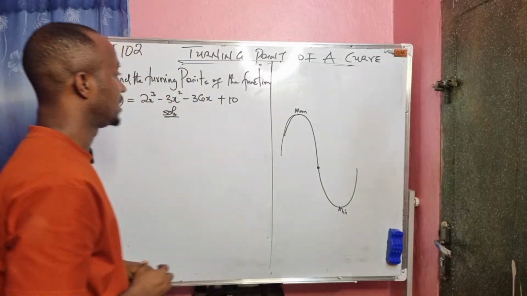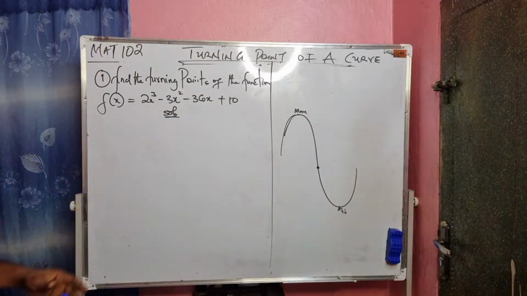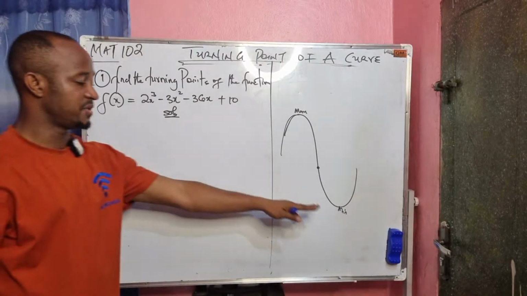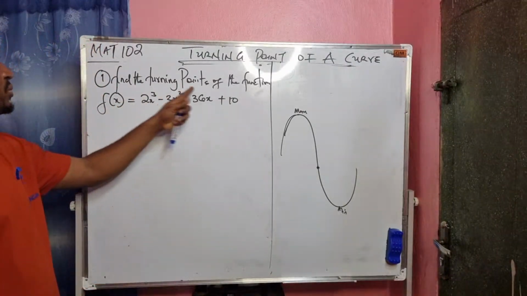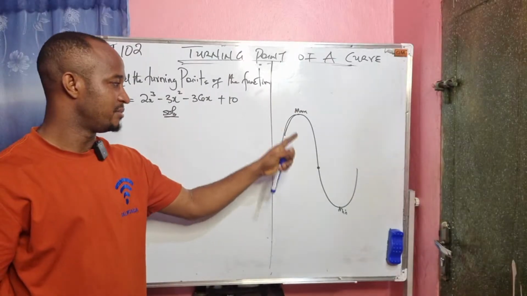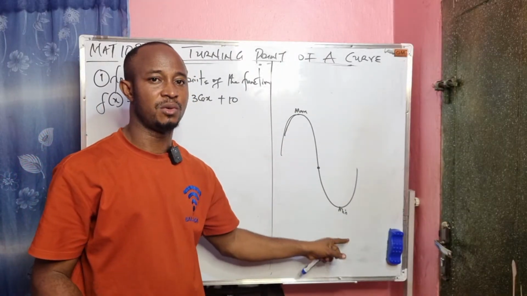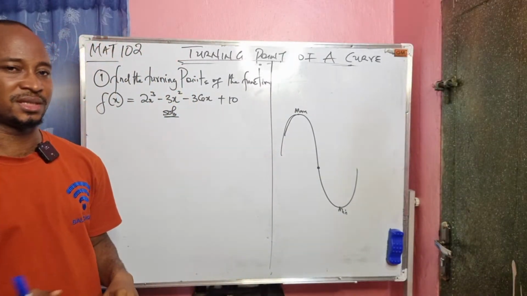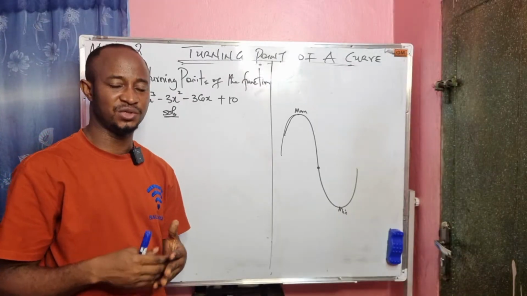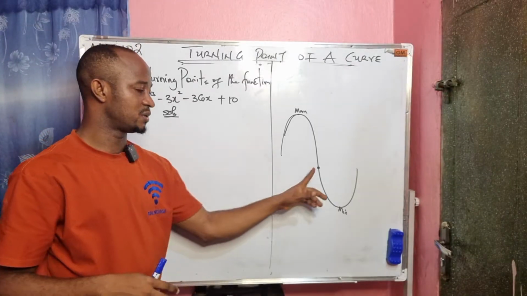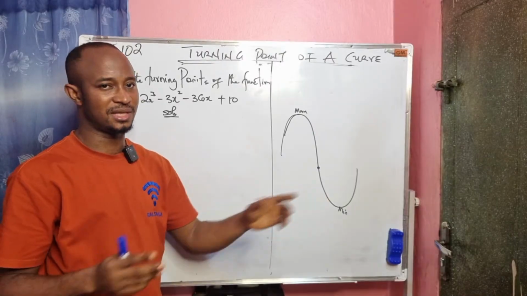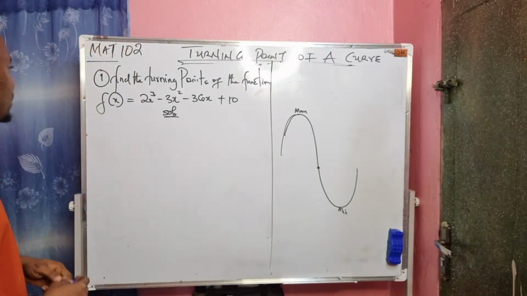But today, like I said, I will only focus on maximum and minimum. Whenever they say find the turning point, all they are saying is to determine the maximum or the minimum. But when they say determine the stationary point, it means they're also asking you to check if that function has a point of inflection. These are two different questions altogether. Okay, let's look at this.